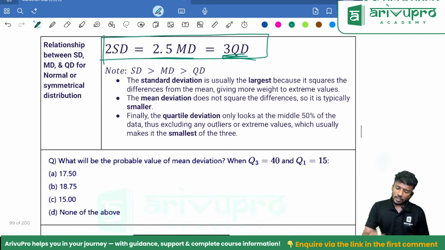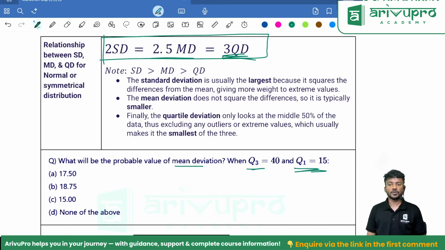Now, what will be the probable value of mean deviation when Q3 is equal to 40, Q1 is equal to 50? You are like, how to do this? They are asking us to find QD. Then using QD, we need to find MD.